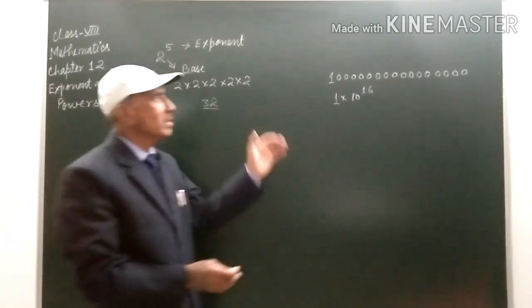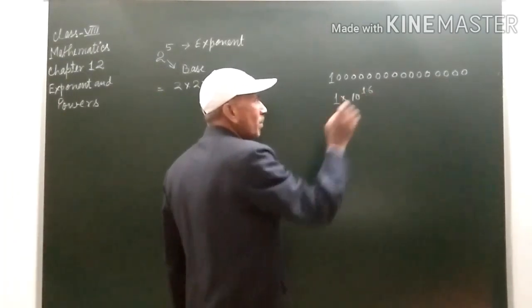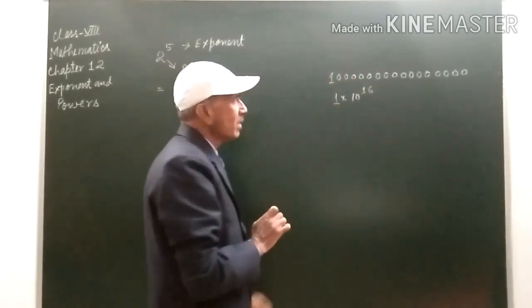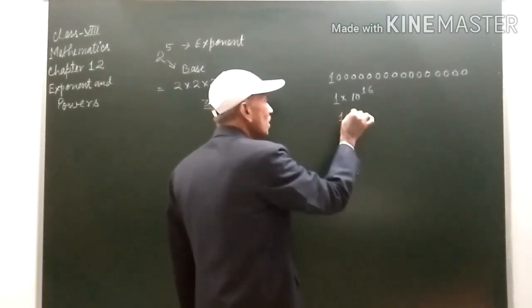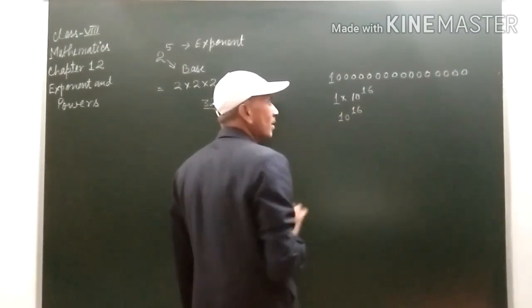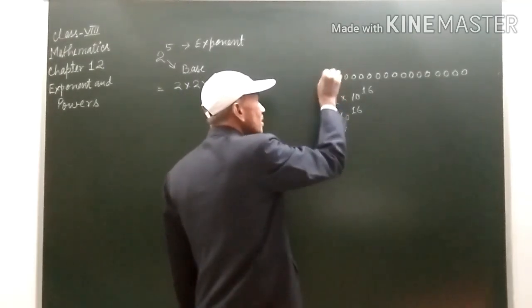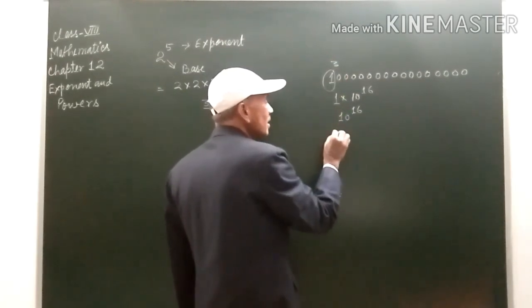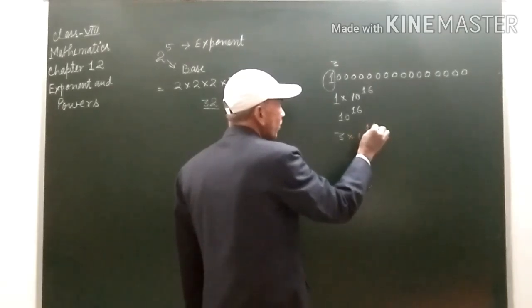So, it means this one is 1 into 10 to the power 16. If we multiply 10 16 times, then we will get this number, or we can simply write this as 10 to the power 16. Clear, friends? Suppose in place of 1 there is 3. So, we will write this as 3 into 10 to the power 16.